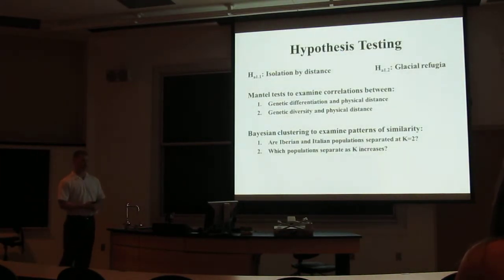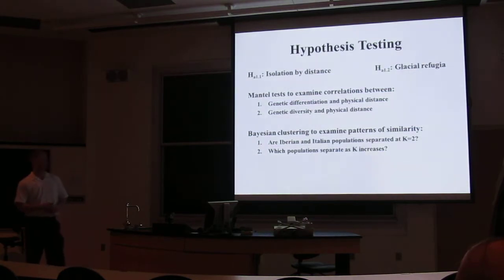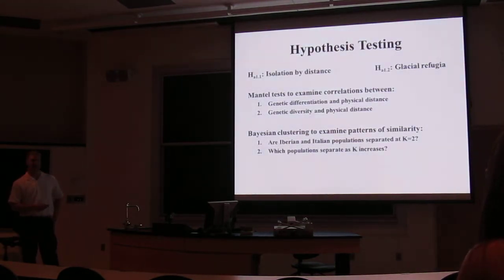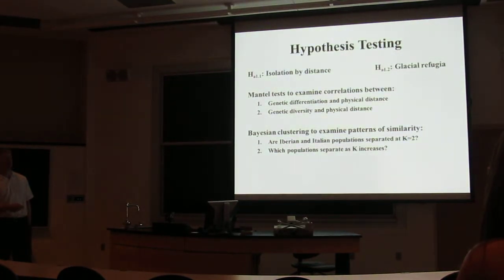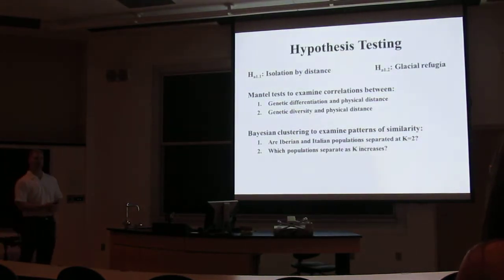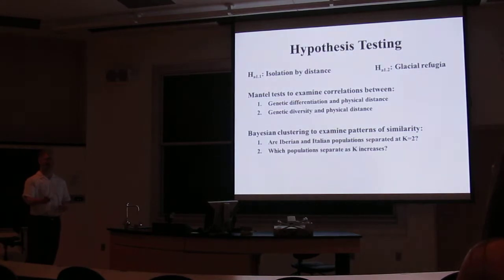So to test my first 2 hypotheses, I'll be using Mantel tests to examine correlations between genetic differentiation, genetic diversity, and physical distance. And I'll use that Bayesian clustering program to examine patterns of similarity and specifically answer the questions: are the populations in the Iberian and Italian peninsulas separated when k equals 2? And then which populations separate out as I increase the value of k?